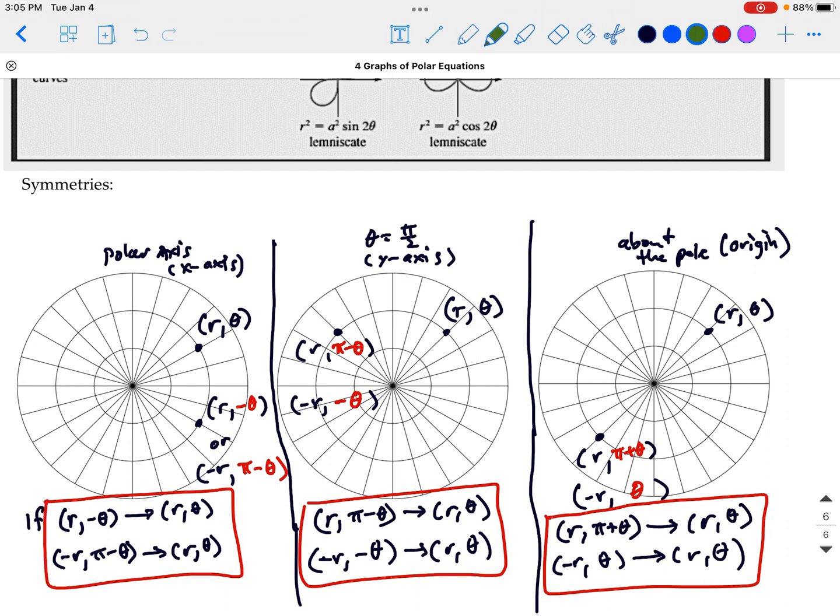But note what we're saying here is that these are on the same graph, which means if I substitute in these equation values for r and theta, we should get the same equation as the original. All right, and that's going to be the way that we can check these.